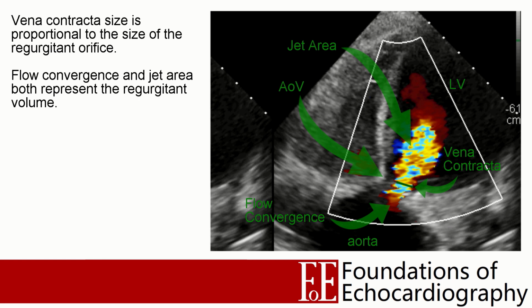Now if we were to set our scale at a different level, say one much lower, then we would detect and start to represent much slower flows, exaggerating the size of a jet area. When assessing regurgitation, our scale should be set somewhere between 50 and 70 centimeters per second. So here at 61 centimeters per second, we're just perfect.